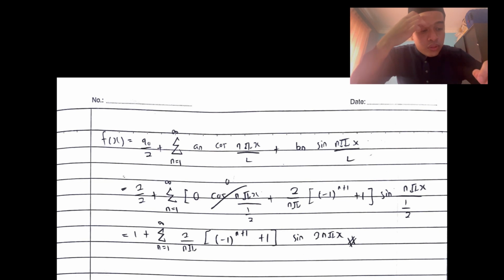For the an cos(n pi x over L) part, we get 0. Cos(n pi x over 1/2) gives us 0. So it only leaves us with the sine part, that is 2 over n pi, in brackets, negative 1 to the power of n plus 1, times sin(n pi x over 1/2).